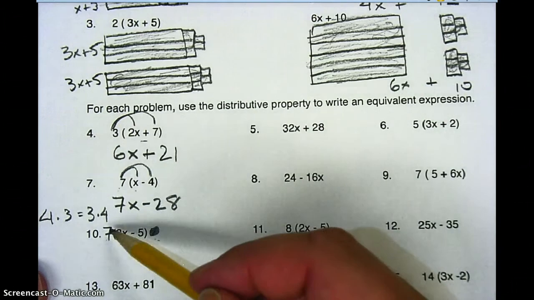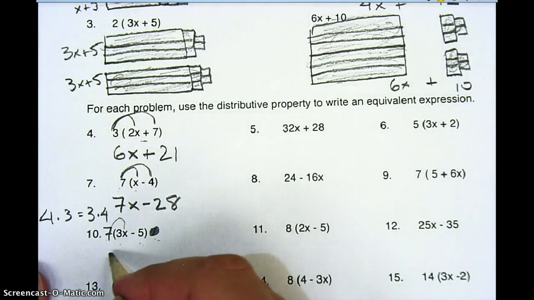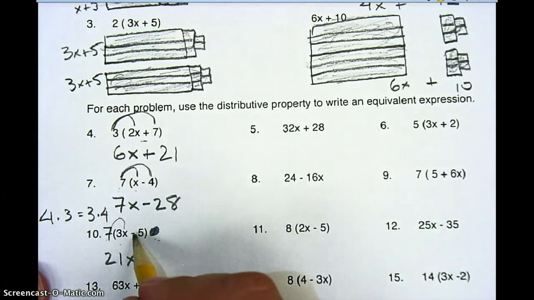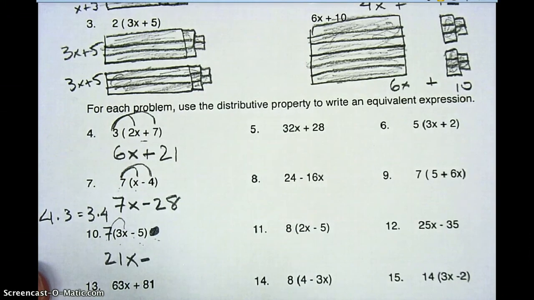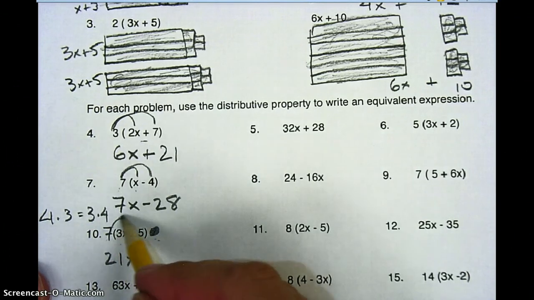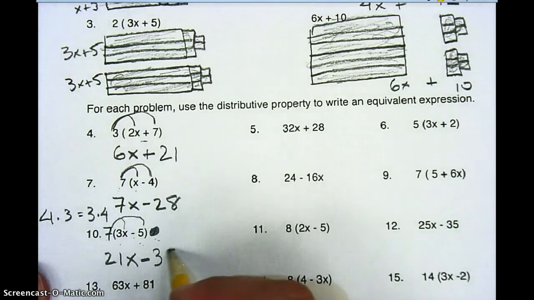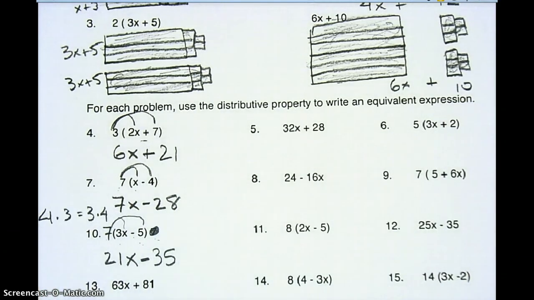So what I'm going to do is take 7 times 3, and that's going to be 21, but then there's 3x, so it's 21x. Since it's a subtraction sign, I'm going to put minus down, and then I'm going to do 7 times 5, which is 35. So it's 21x minus 35.